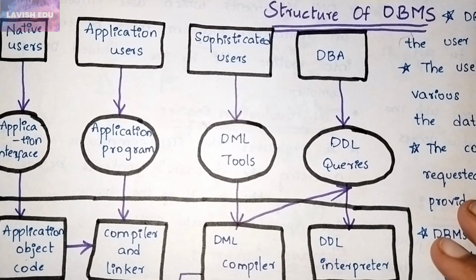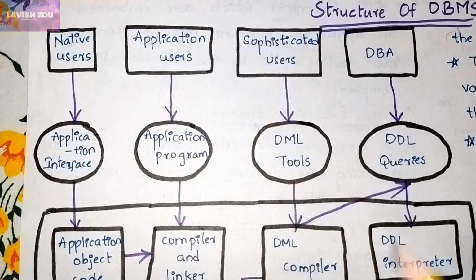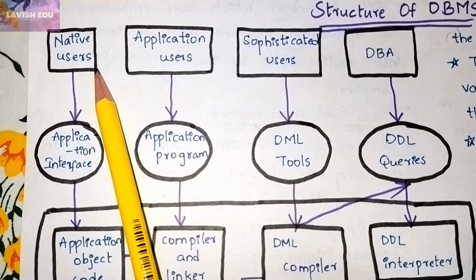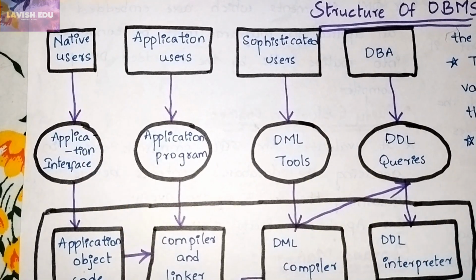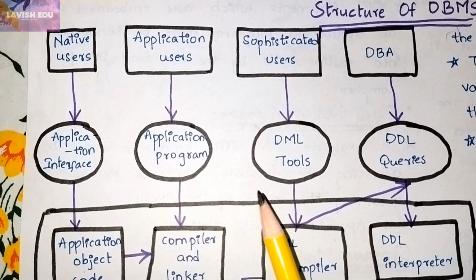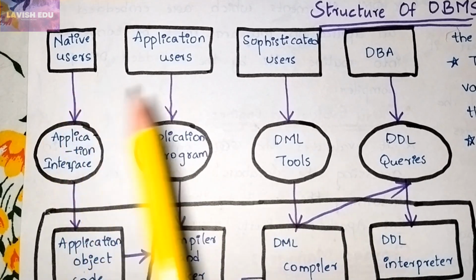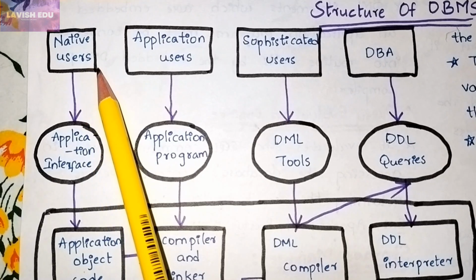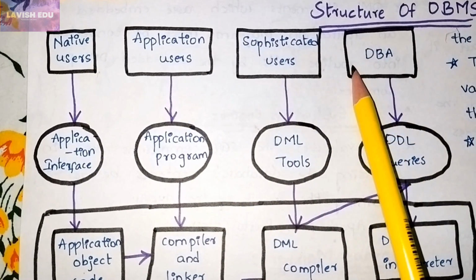Let's start the video. In the structure of DBMS, first we have to see the overall diagram or the architecture of this DBMS. So here we have naive users, and I'm just telling the terms that are in this structure, so that you can get an overview about this structure of DBMS. Then we will go through some of the concepts and what all these are in the DBMS. Here we have naive users, application users, sophisticated users, DBA.